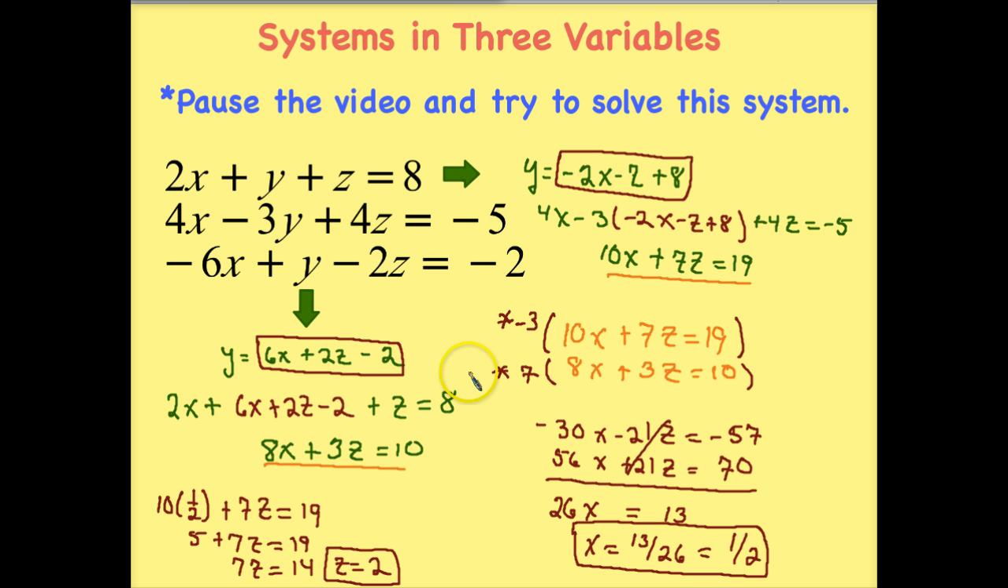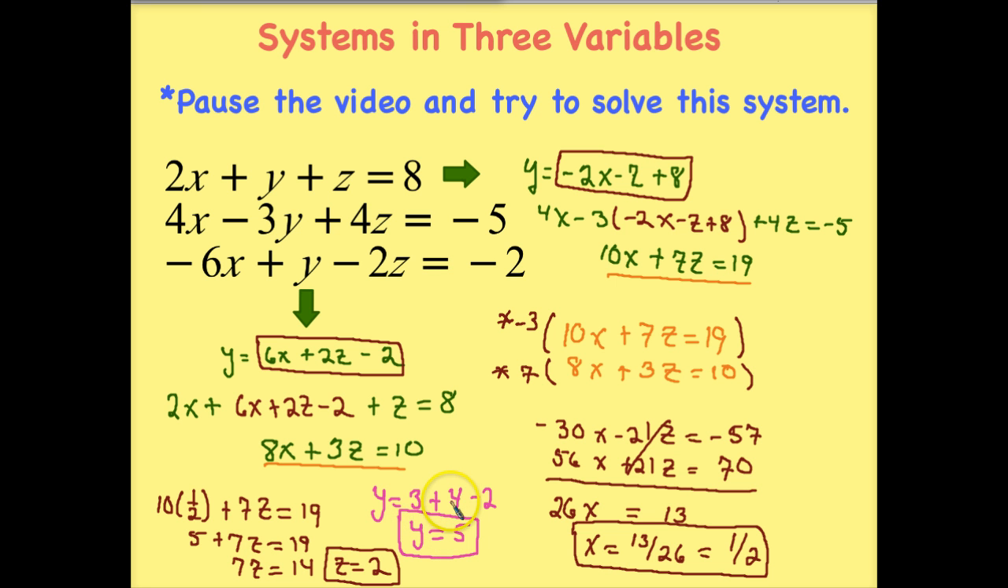I can use any equation to find y. So in order to find y, let's take this top equation. Oh, actually, let's take the equation here where y is already solved. Y is equal to 6 times x. So let's go there. Y is equal to, well, 6 times 1/2 is going to be 3, plus 2 times z, so z is 2, so that's 4, minus 2. 7 minus 2 is 5, and now I know what y is.